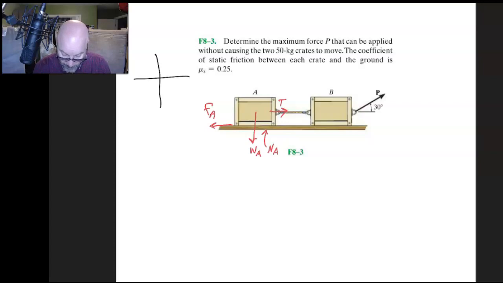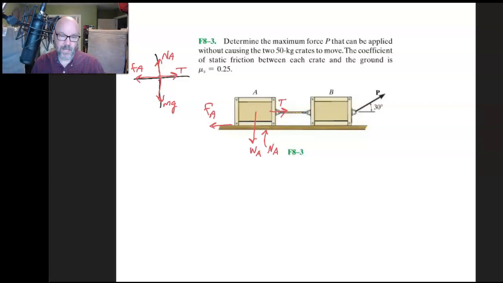Okay, so here we are. And then we've got our weight down. So that's mg. The two crates are identical, so really I don't need to put A on there. And then we got the normal force in A, and our friction, FA, and our tension, T.